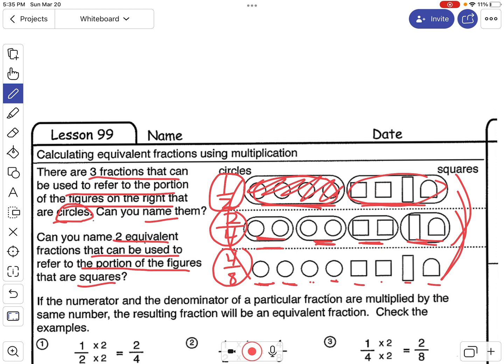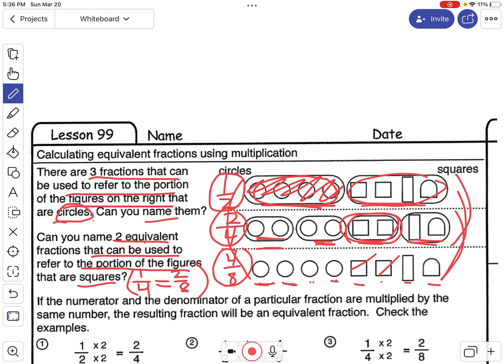Can you name two equivalent fractions that can be used to refer to the portion of the figures that are squares? How about the squares? Can you come up with two for that? I would like you to try to write those right here. Put an equal sign in between them. Pause the video and do the squares. What fraction are squares? So one way you can name them is right here. You've got one group that is squares out of 4 groups. You also have 2 squares out of 8 shapes. So I can say 1/4 is equal to 2/8.